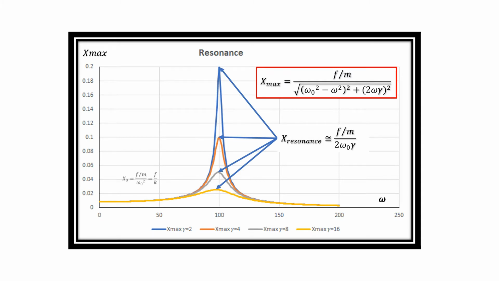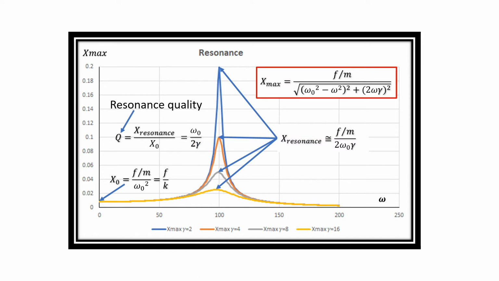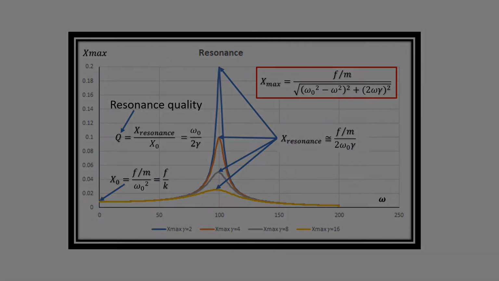For very low frequencies, the amplitude equals the static displacement of the spring under the applied force. The quality of resonance is defined as the ratio of the oscillation amplitude at resonance to that static displacement. A little, actually very little algebra renders Q in terms of the oscillation parameters, omega sub 0 and gamma. Let's get back to a solution for the steady state.